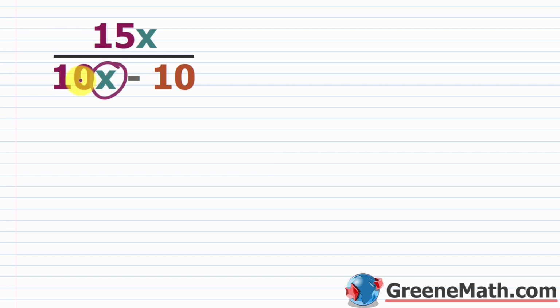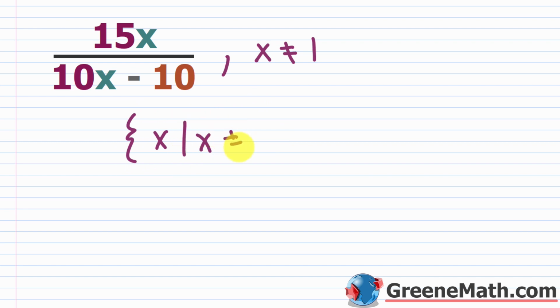If I plug in a 1 there, 10 times 1 is 10, and then 10 minus 10 is 0. Again, division by 0 is undefined. So you could list the restriction here by saying x is not equal to 1. You could also put the domain, depending on what your teacher wants. You could say the set of all x such that x is not equal to 1.